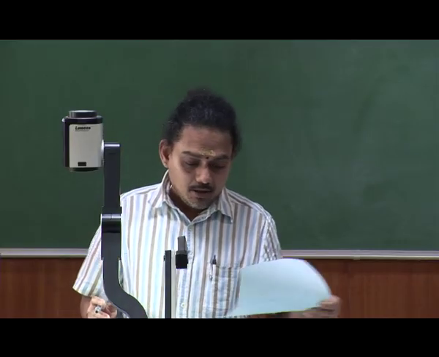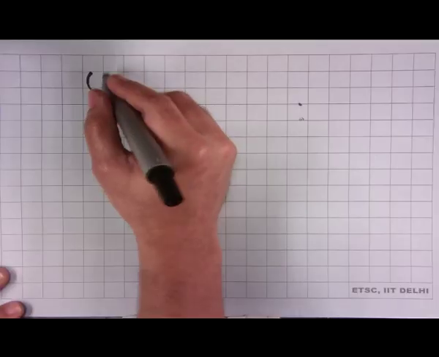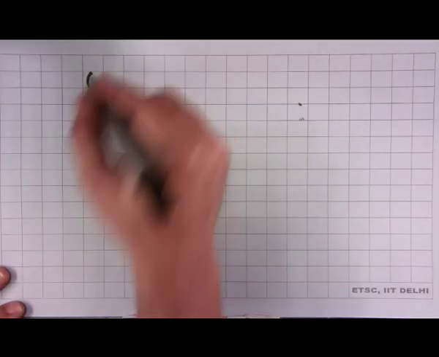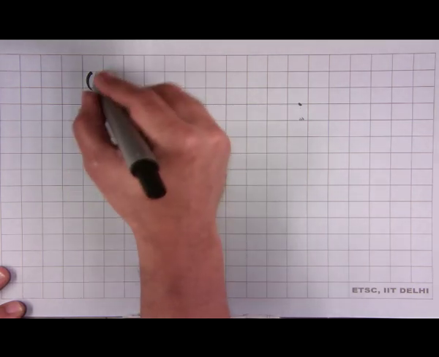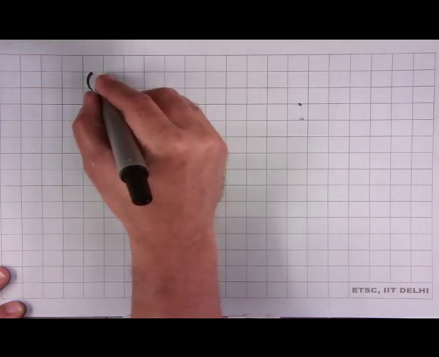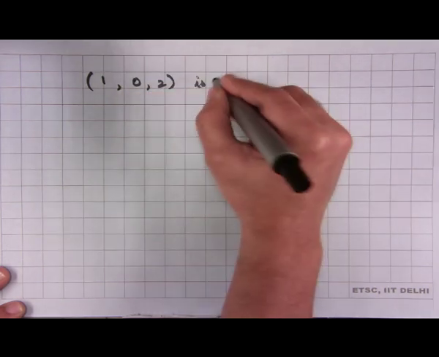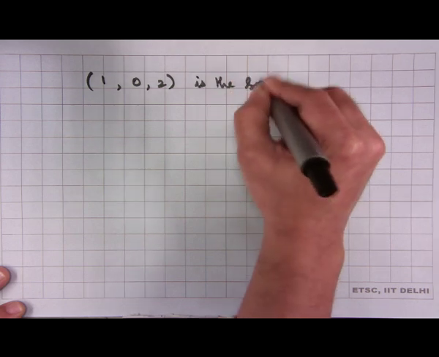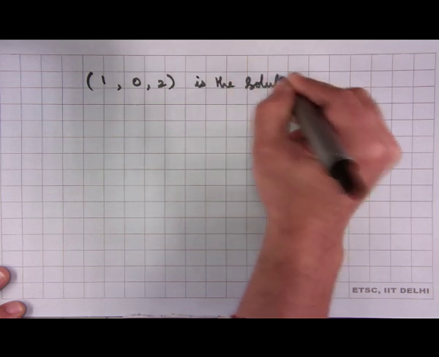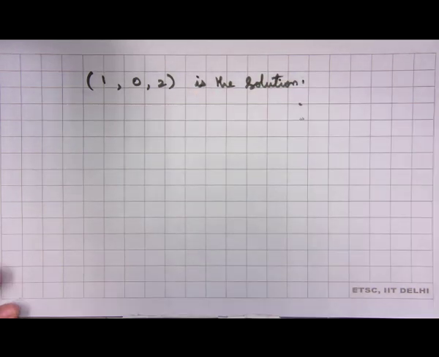Here you have a definite solution. The solution in this case is, the rank is 3, right. Solution you have 1, 0 and 2 is the solution. The solution is unique in this case.